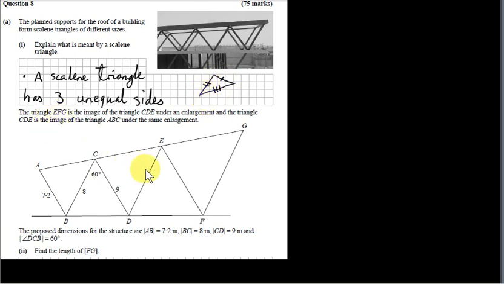The triangle EFG, this one here, is the image of the triangle CDE, this one here, under an enlargement, and the triangle CDE is the image of the triangle ABC under the same enlargement. The proposed dimensions for the structure are length of AB equals 7.2 meters, length of BC equals 8 meters, and length of CD equals 9 meters. Angle DCB is 60 degrees, so DCB is the angle between the arm DC and the arm CB, this angle here. We want to find the length of FG, that's this length here.